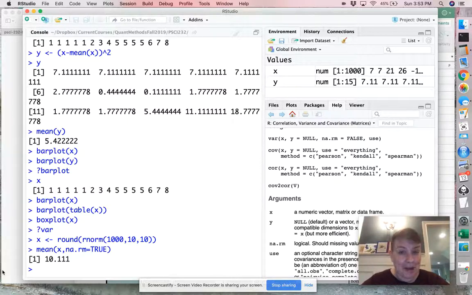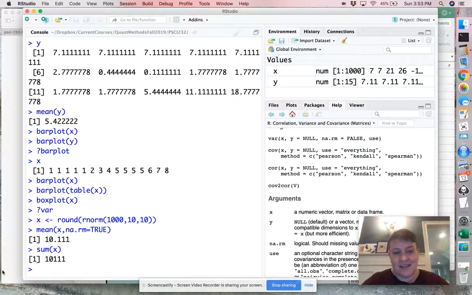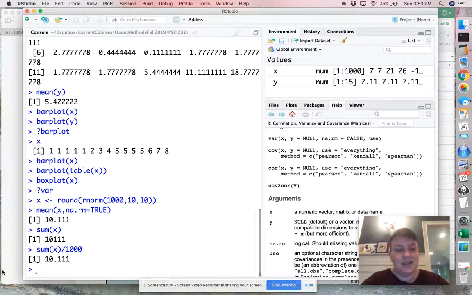So what is the mean? Take a second to remind yourself. The mean is just the average. So we add up all the numbers and we divide by the number of observations. In this case, we could do something like sum of x is 10,111. And we're going to go sum of x over the number of observations, which is 1,000. Yep, there it is. It's the sum of all of the values divided by the number of values. You take the average every day in your head.